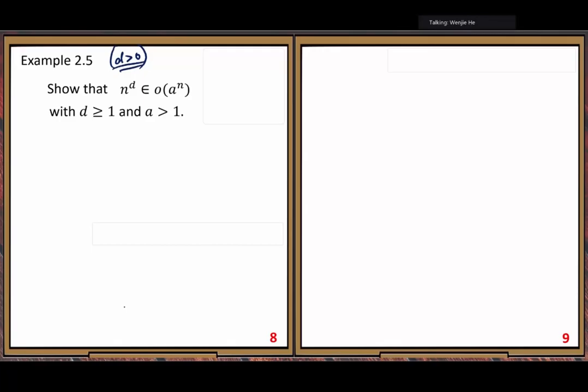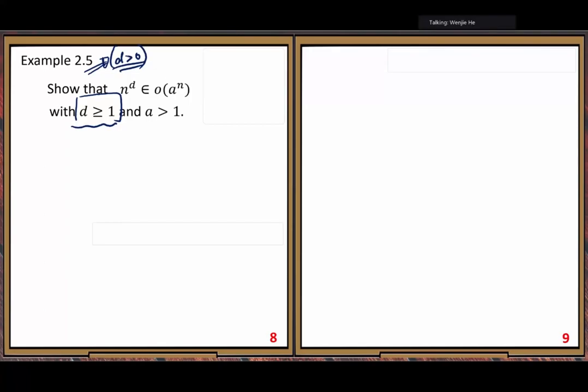But here, in this example, why do I assume d is greater than or equal to 1? Because for simplicity. I want to make it relatively simpler. So let's work on this version, but later we will extend it to that version.